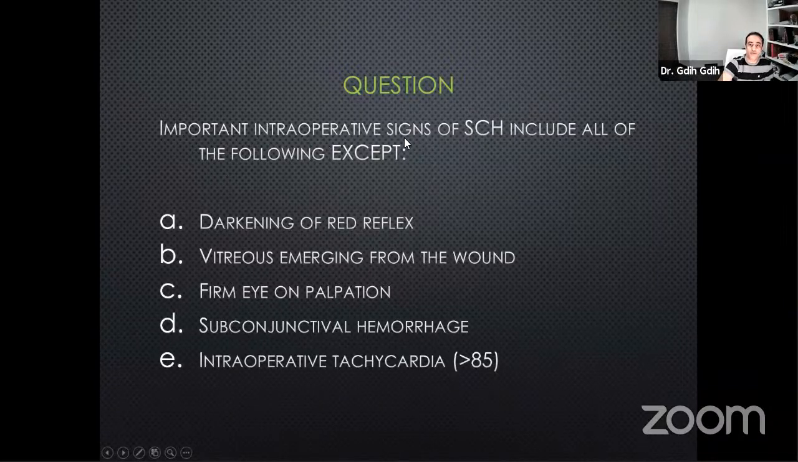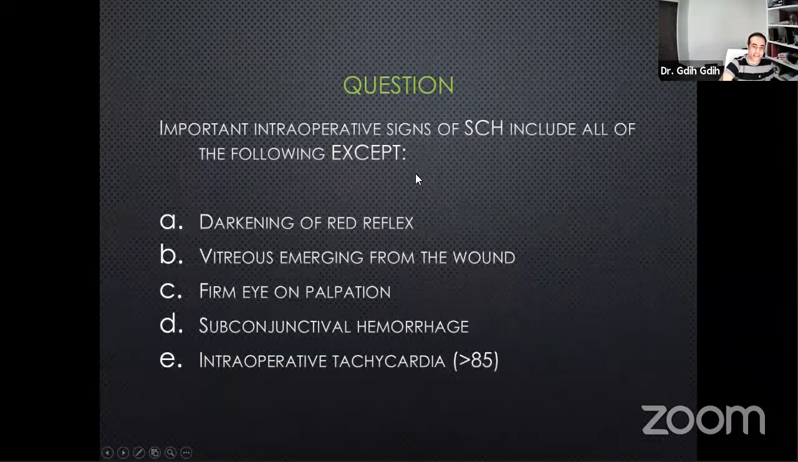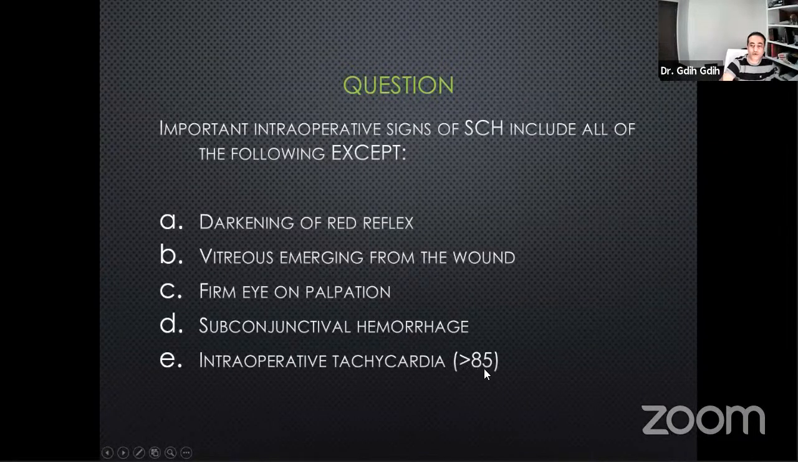Important intraoperative signs of suprachoroidal hemorrhage include all of the following except: A, darkening of red reflex; B, vitreous emerging from the wound; C, firm eye on palpation; D, subconjunctival hemorrhage; E, intraoperative tachycardia more than 85 per minute.